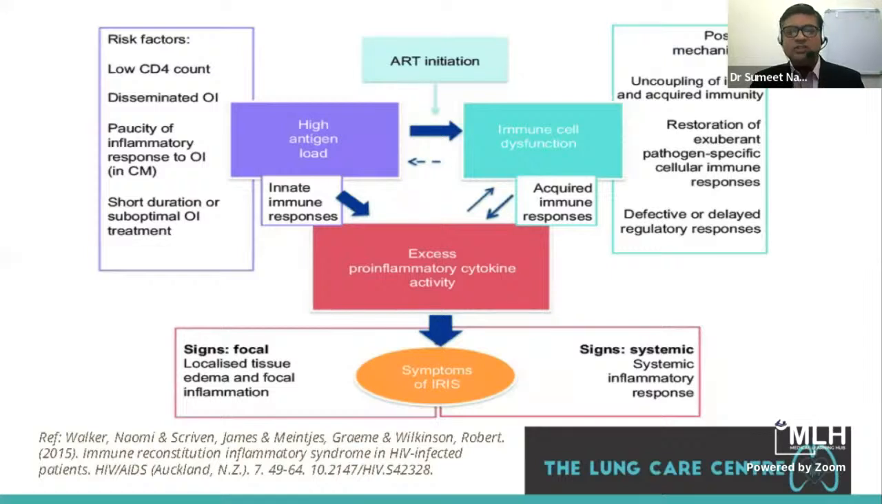So these factors relate to a very high antigenic load, and since the antigenic load is very high, the antigen presenting cells and the macrophages present this high antigenic load to the humoral immune system, and this in turn relates to a very high pro-inflammatory cytokine activity. It is also thought that there is a defective or delayed regulatory response, which does not stop this high pro-inflammatory cytokine activity from happening. So these lead to symptoms of high risk.